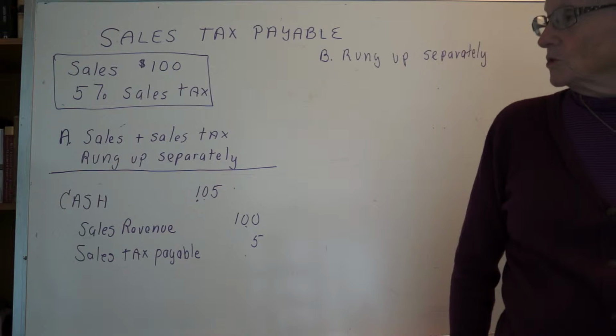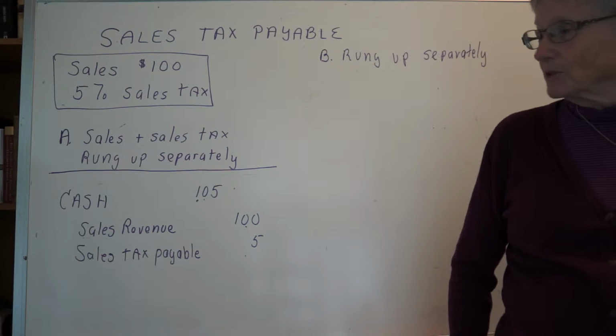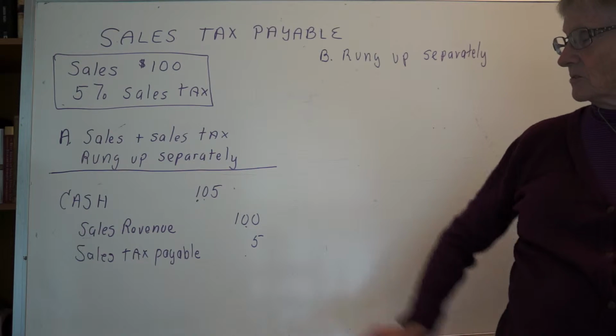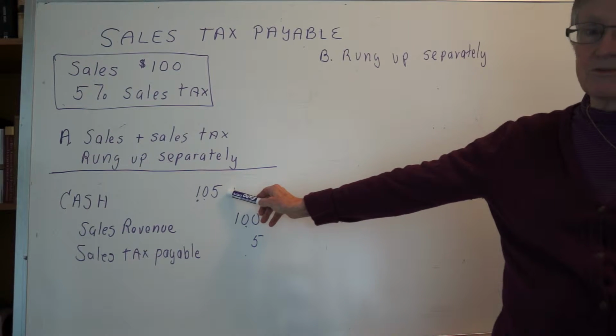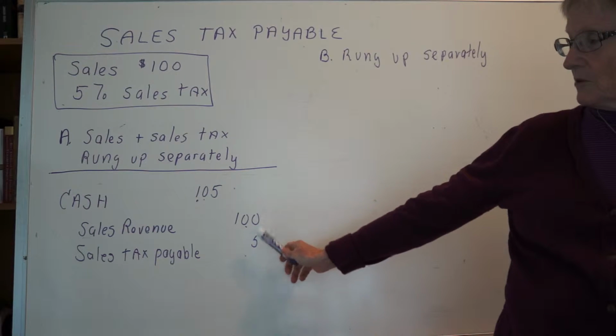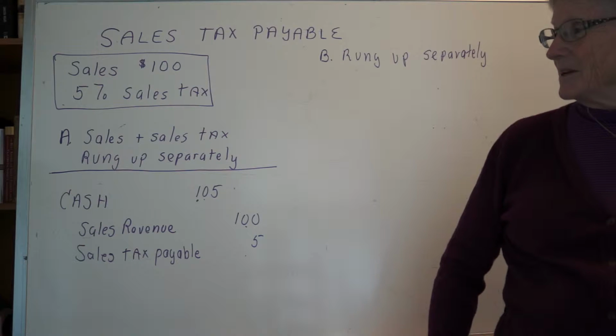Some businesses will ring up the sales and the sales tax separately every time they do a transaction. In that case, at the end of the period, they would know that they had cash that they had collected of 105. Of that, they would have the totals of how much was revenue and how much was the payable, and they could simply make the journal entry.